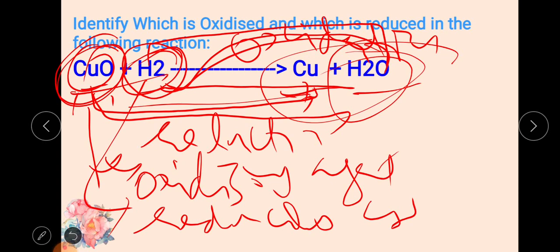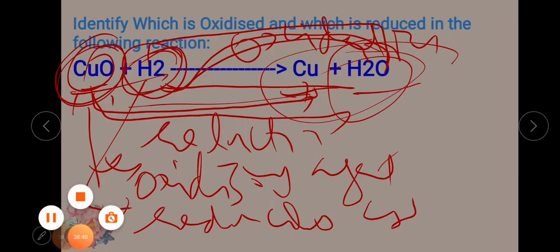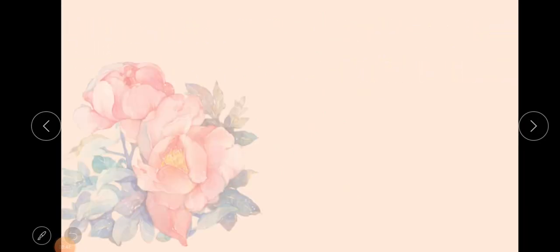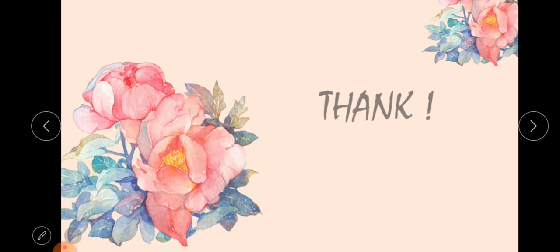I hope you understand about the reduction and oxidation reactions. In the next class we will discuss some more examples, and we'll see the last concept, that is corrosion and rancidity.